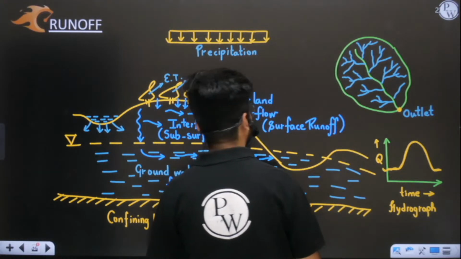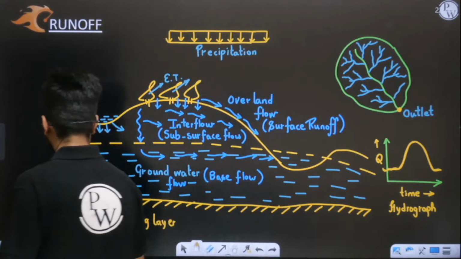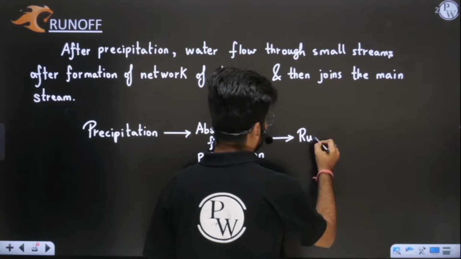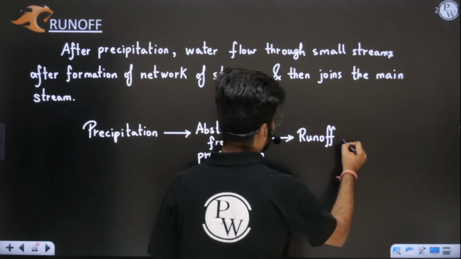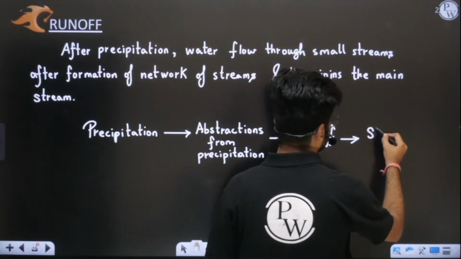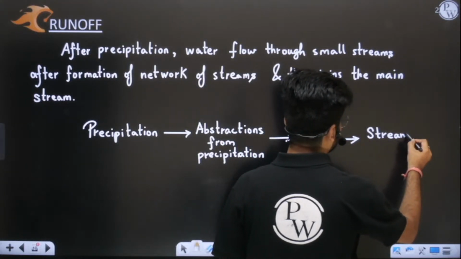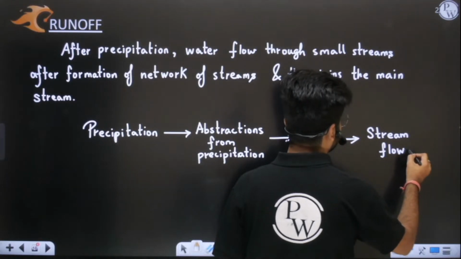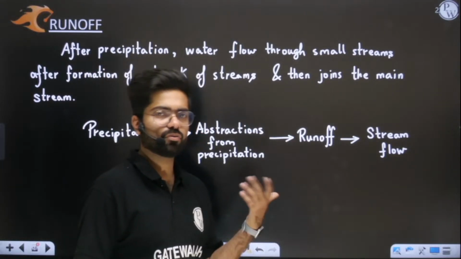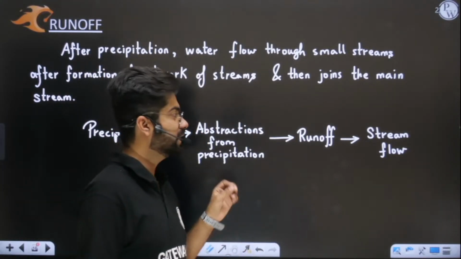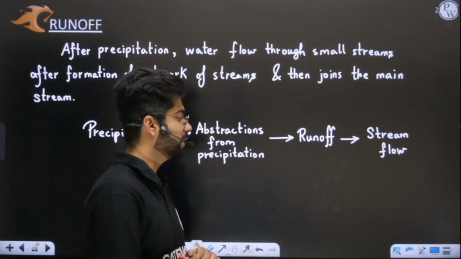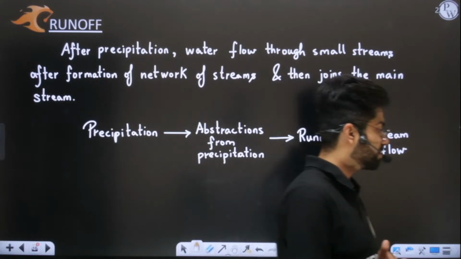So first what will happen? After the abstractions, runoff will happen, and after runoff, ultimately the water reaches your stream, and then that water becomes stream flow. So this is the pattern: precipitation, losses, after losses runoff will take place, be it overland or interflow. All that water will reach your small networks of streams, and ultimately that will be your stream flow. I hope this is clear.